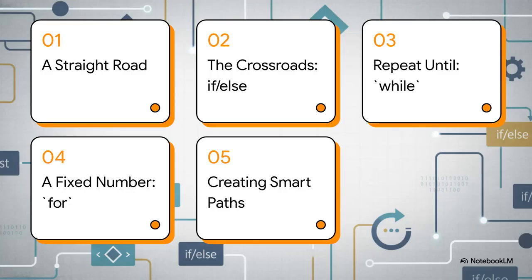Okay, so here's the game plan. First, we'll look at that simple, straight road of a program. Then we'll introduce some crossroads using something called if-else. After that, we'll see how to repeat a step with a while loop, and then how to do it a fixed number of times with a for loop. And finally, we'll put it all together to see how you can create some really smart paths.